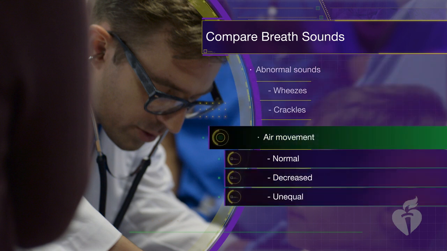Here's a clip of a real patient in respiratory distress. Note the expiratory wheezes along with a rapid respiratory rate and increased respiratory effort.